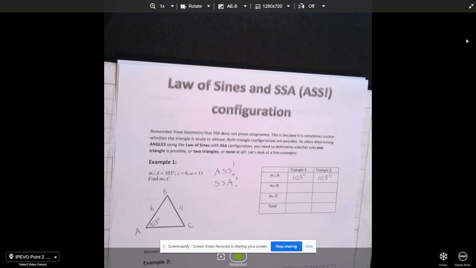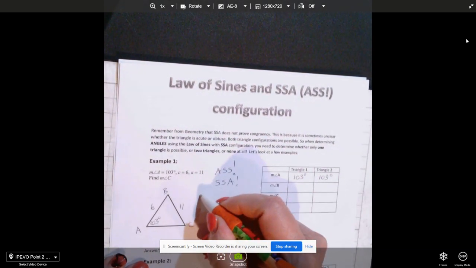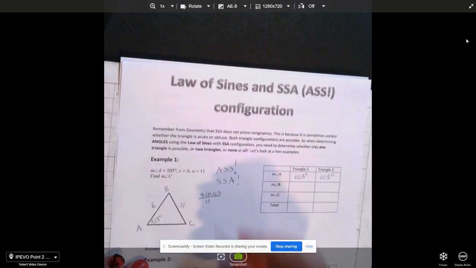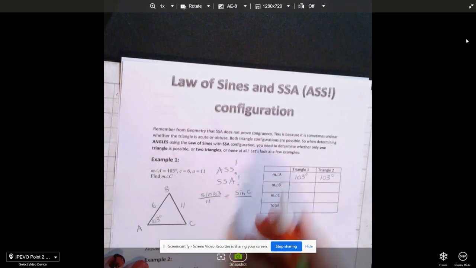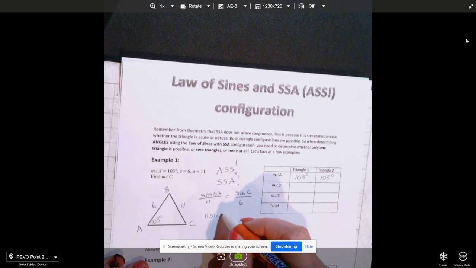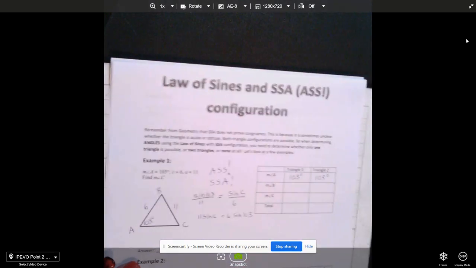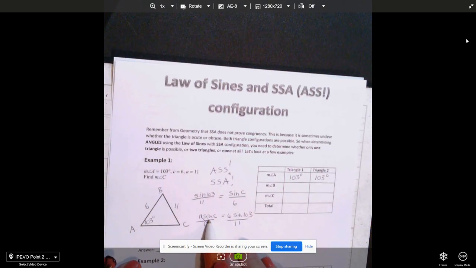So we're going to go ahead and continue doing our law of sines just like we would normally. So I can say the sine of 103 over the opposite side, which is 11, is going to equal the sine of angle C over the opposite side, 6. I can cross multiply, and I would have 11 times the sine of C equals 6 times the sine of 103. And I can divide both sides through by 11. And I know that I have the sine of C equals 6 sine of that.